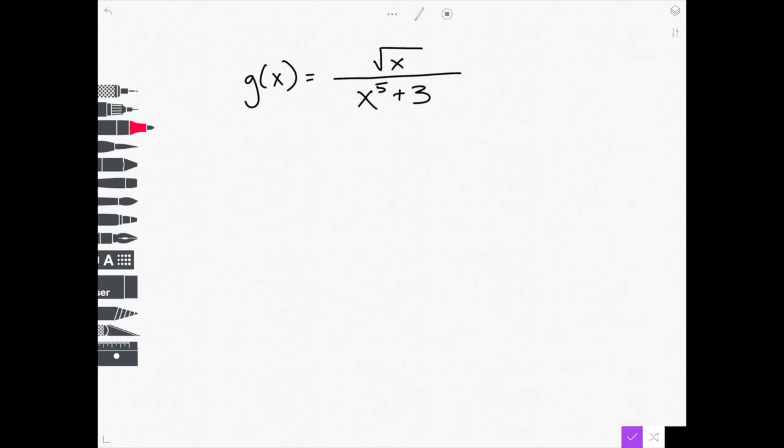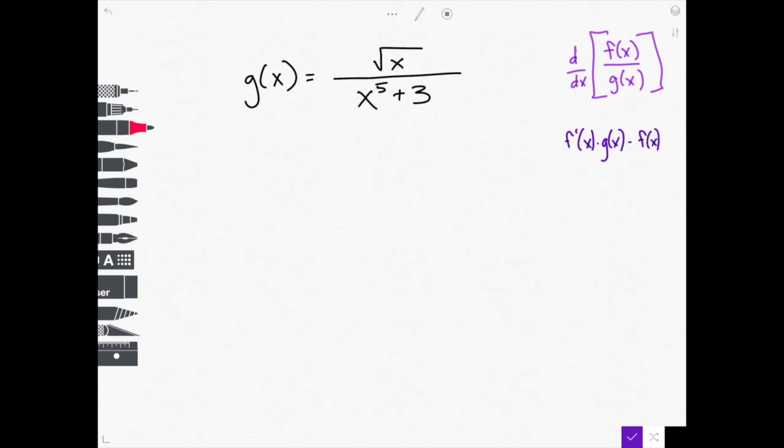The quotient rule says that if I have a function f of x divided by g of x, and we want to take its derivative, then that equals the derivative of the top times the bottom minus the top times the derivative of the bottom, all over the bottom squared. Okay, so that's our pattern.